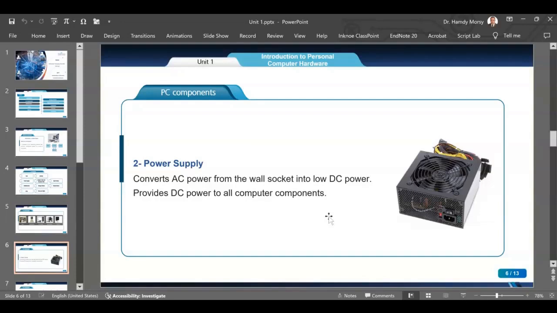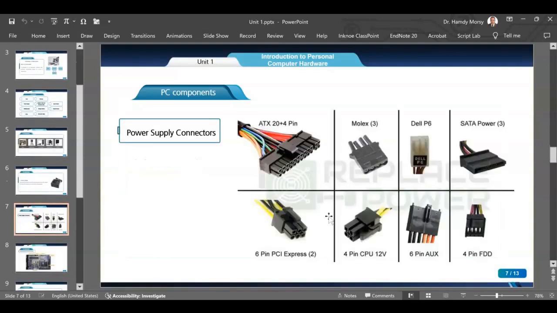What are the parts of a computer? The most important part of a computer is the power supply, which provides electrical power to all components of the PC. Of course, we connect a group of cables to it. Each of these types connects to a device inside the computer and has a specific shape. That makes it difficult to connect it the wrong way. For example, we have the 6-pin PCI, Molex 4-pin, and 6-pin CPU.